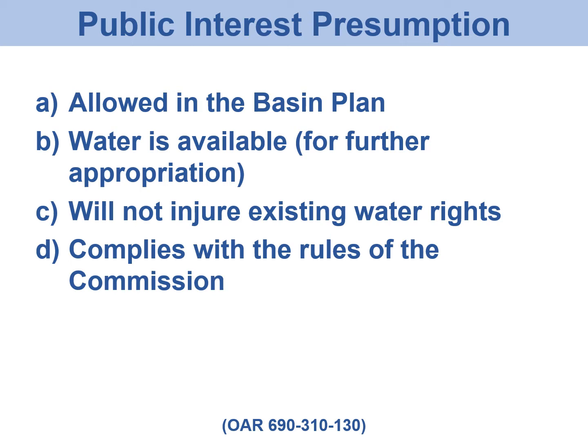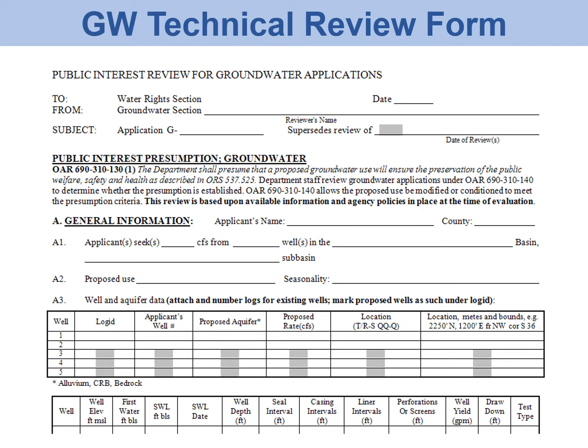So we assess these four public interest presumptions in a pretty methodical way. We do so by using this groundwater technical review form. For anybody that's worked with groundwater rights in the past, this should be pretty familiar to you, and I believe this has been handed out for you to follow along as we step through the various sections in this groundwater review form. Now there are three main reasons that we use this form. First of all, it steps us through all the required assessments in rule and statute, so we want to make sure we don't miss anything.